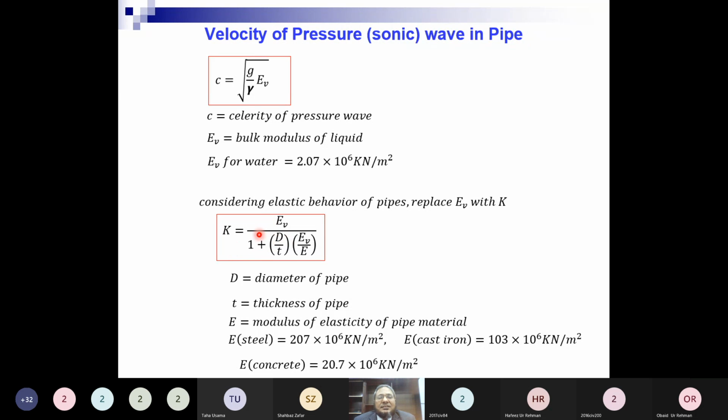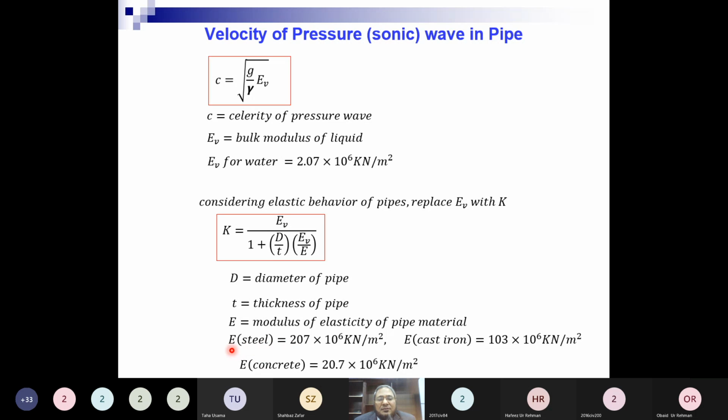Now, this K is equal to EV over 1 plus D over T, where D is the diameter of the pipe. When we talk about the diameter of the pipe, it should be the internal diameter, which is in contact with the liquid or fluid. And what is small t? The thickness of the pipe. The pipe has a certain thickness. EV is the bulk modulus, and E is the modulus of elasticity of the pipe material. So this is for the pipe material, this is for water.